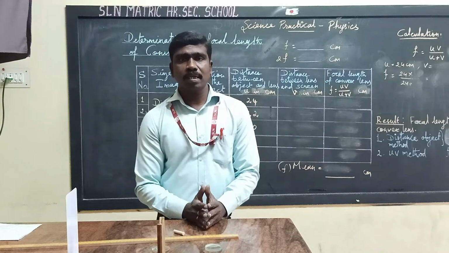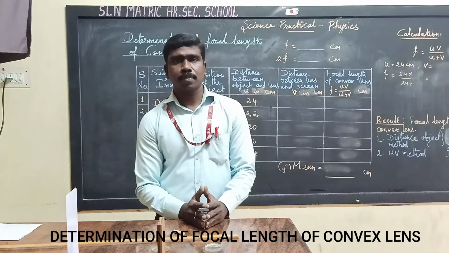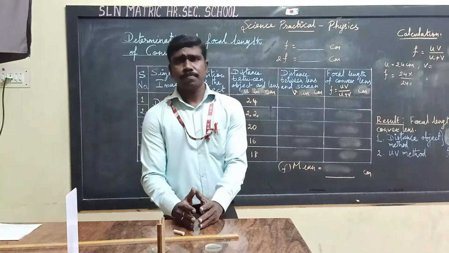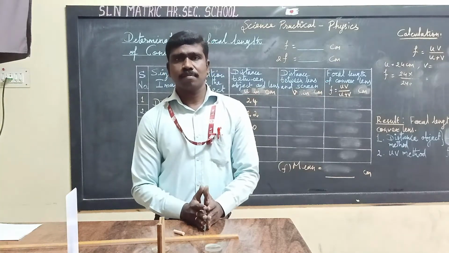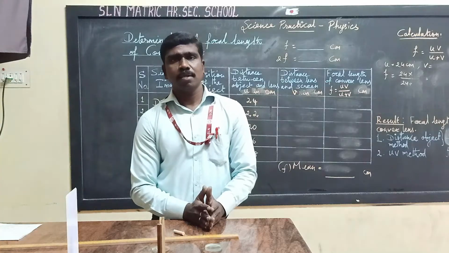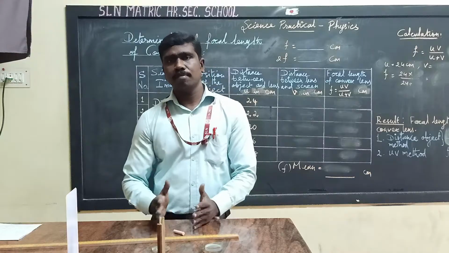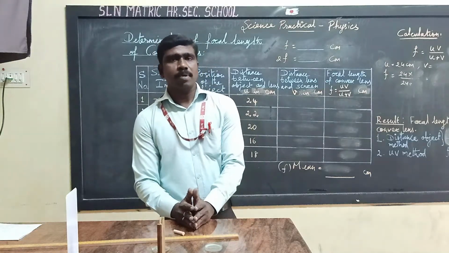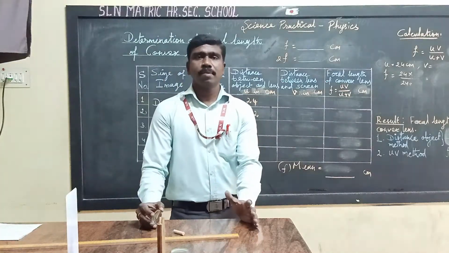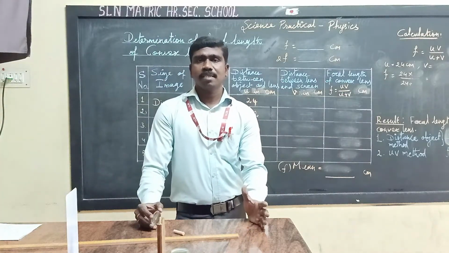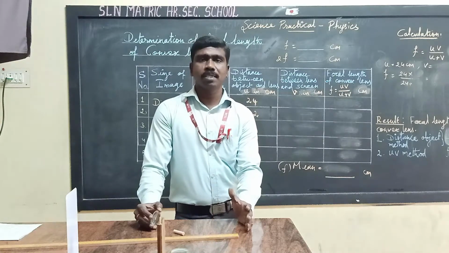Now we are going to discuss the second experiment, determination of focal length of a given convex lens. To discuss the experiment, first of all we need to know what is meant by a lens and how lenses are classified. We need to collect some information, then only we can do this experiment properly. So first of all, what is meant by a lens? A lens is a transparent medium. It is a transparent medium through which light rays travel from one medium to another.